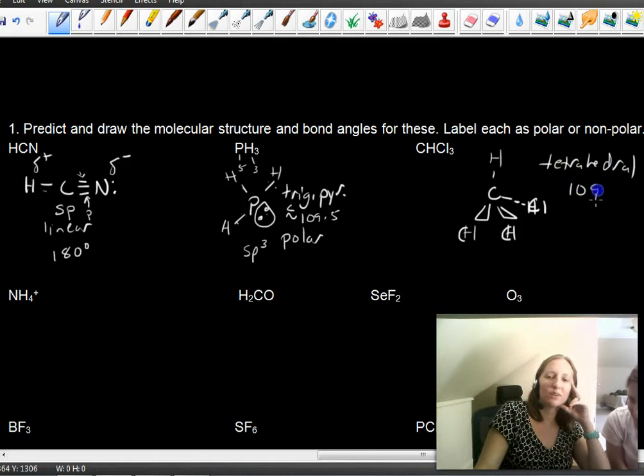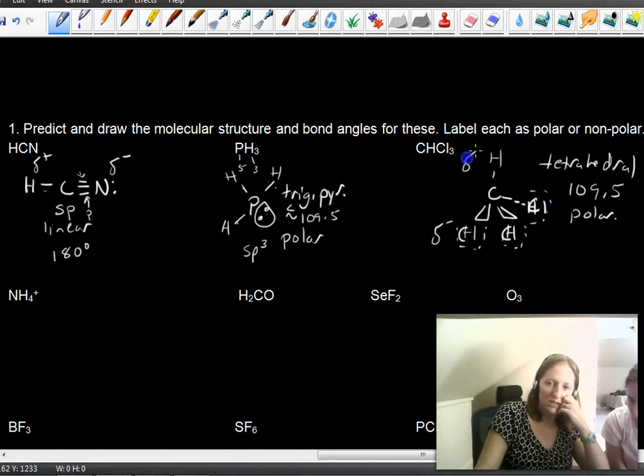Tetrahedral, the angles are 109.5. It is indeed polar because you've got all these dots on the chlorines. So this side is negative and this side is positive. And what else do we want? It's sp3 hybridized because carbon's connected to four things.